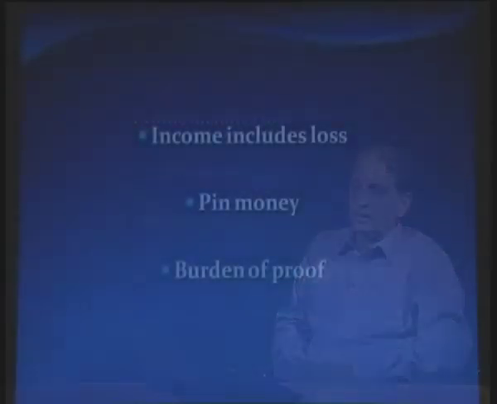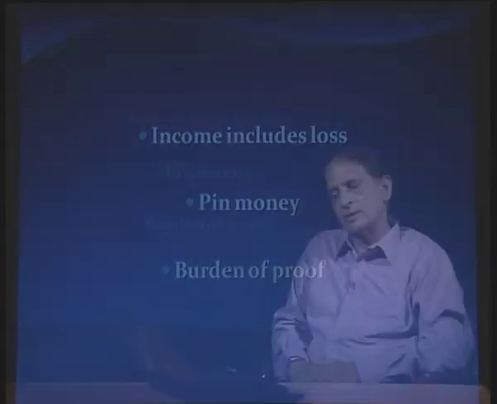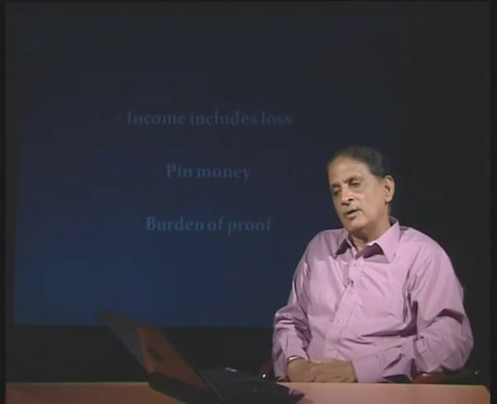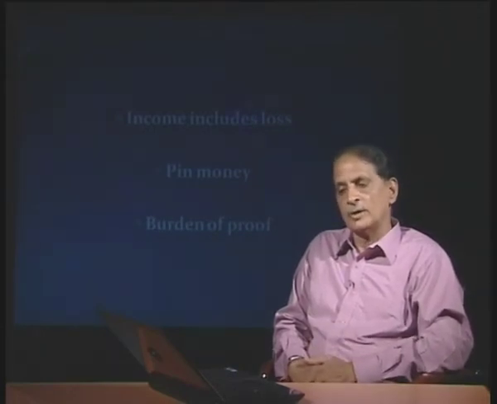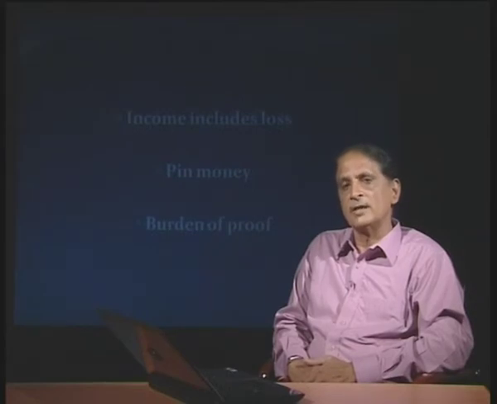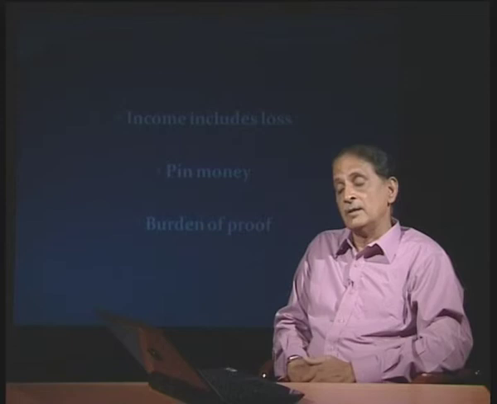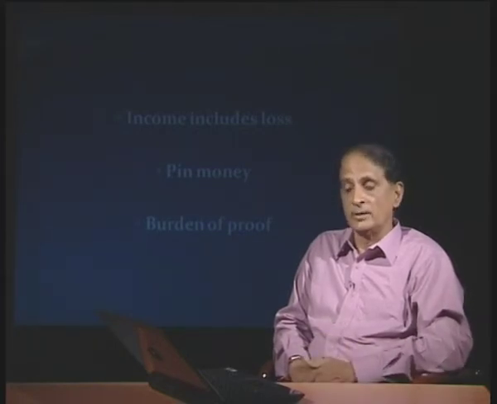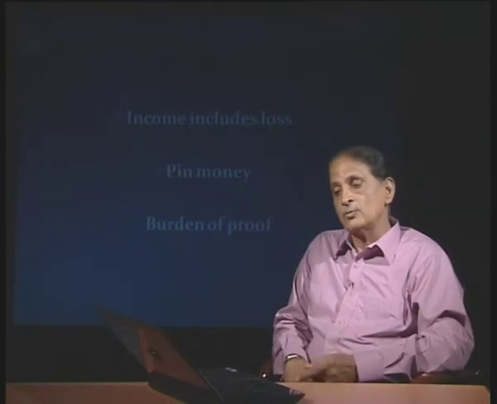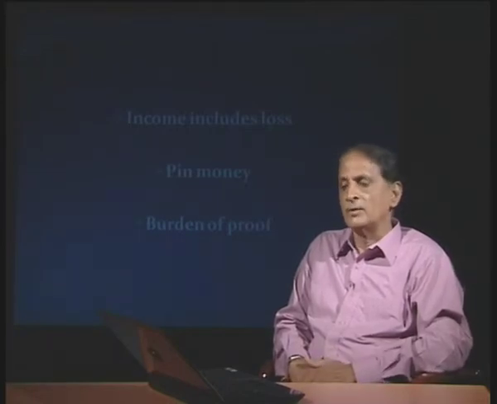And finally, burden of proof. It means if a receipt has taken place, it is up to the authority to prove to the assessee that the receipt is to be considered as income. But if income has been received and the assessee wants to get some exemption in respect of that income, then the assessee has to prove to the authority how the income is exempted under the Act.